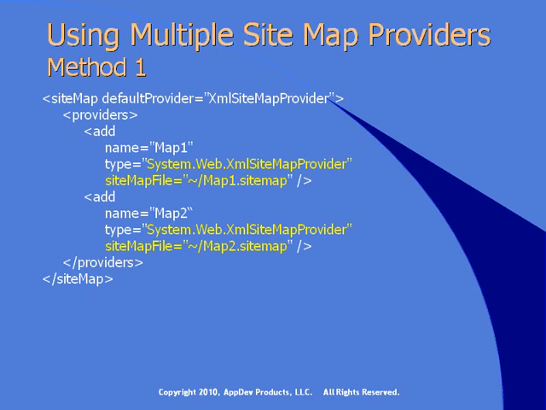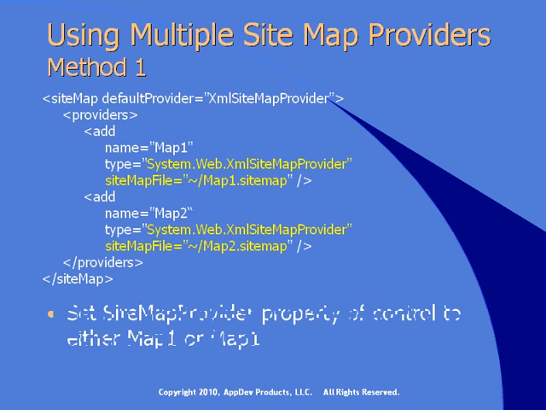That can be a little bit confusing because all three of these providers use the same class, which is also named XML sitemap provider. But using this example web.config setting, you could set the sitemap provider property of a control to either Map1 or Map2 to make use of alternative sitemap XML files, as you can see above, the map1.sitemap or map2.sitemap. If you leave the sitemap provider property of a control blank, the control expects to find a sitemap named web.sitemap.